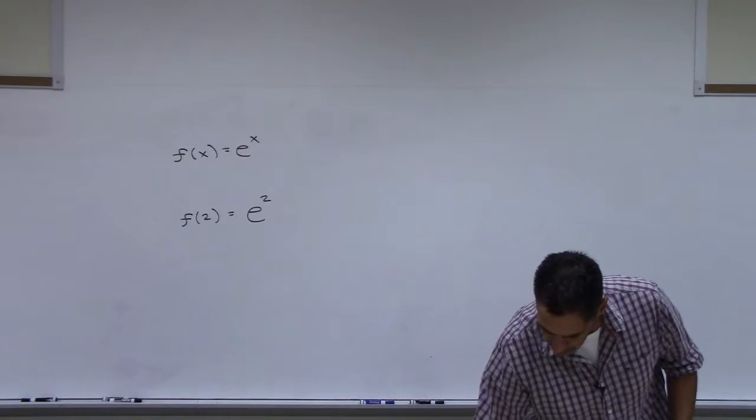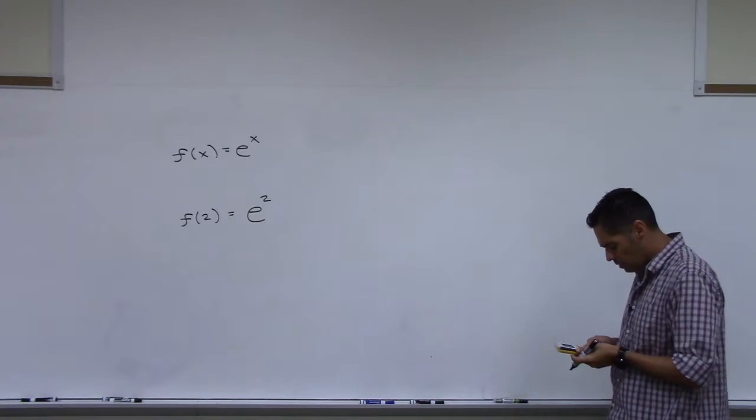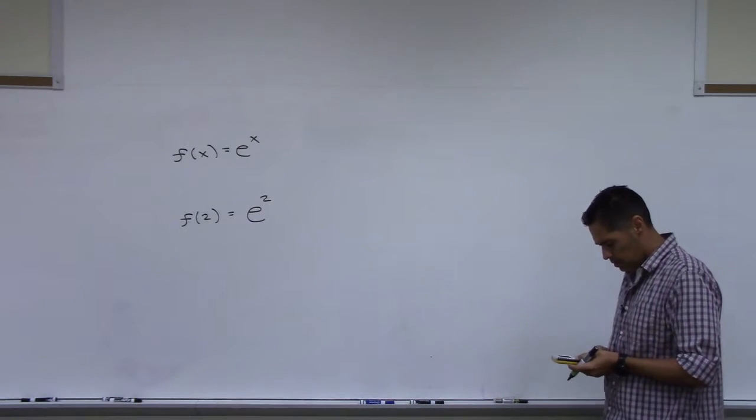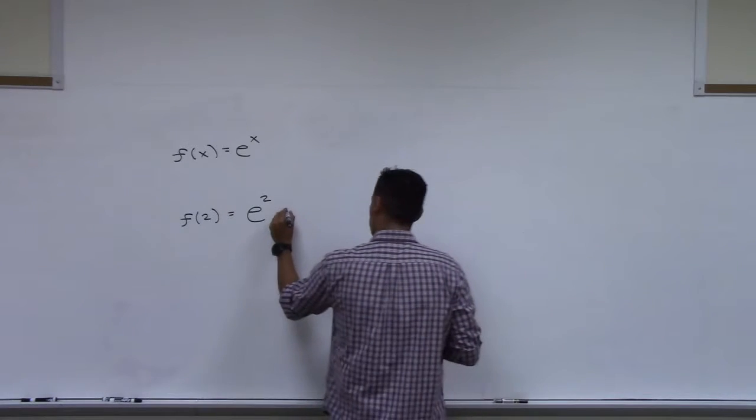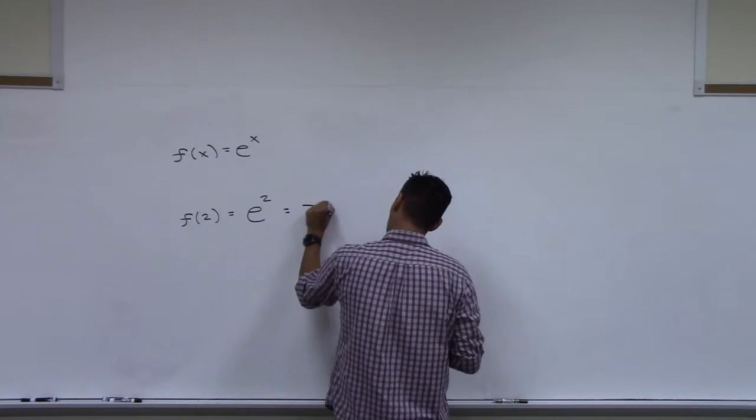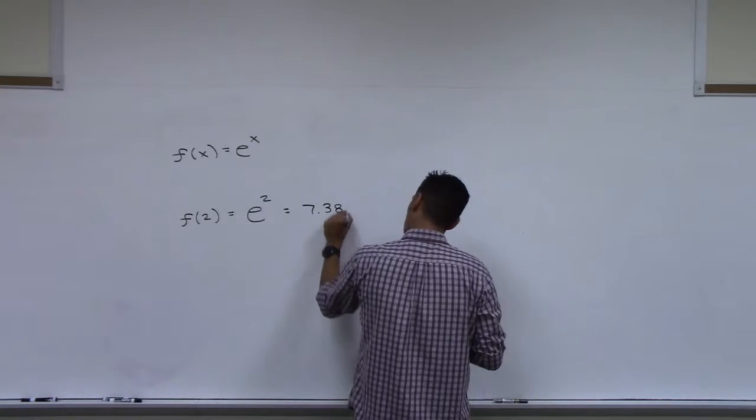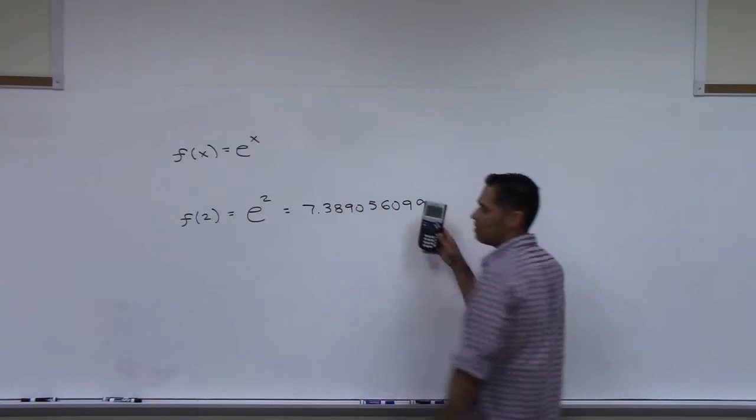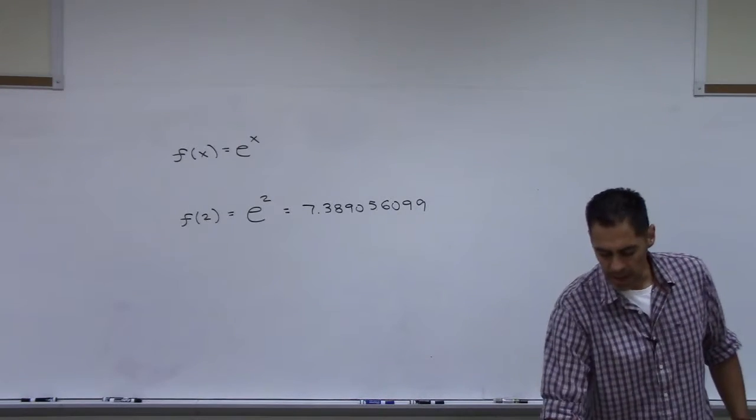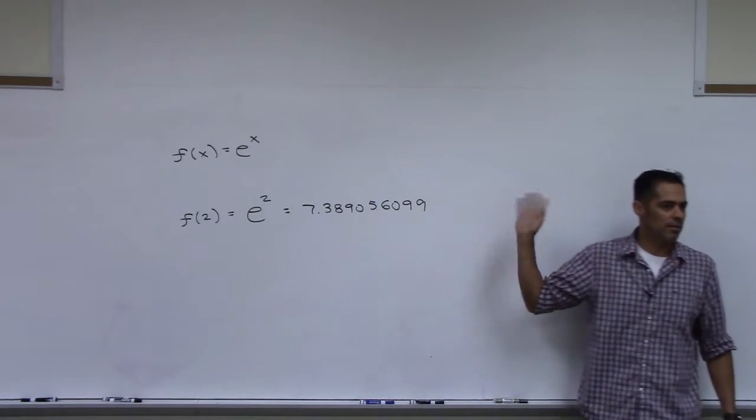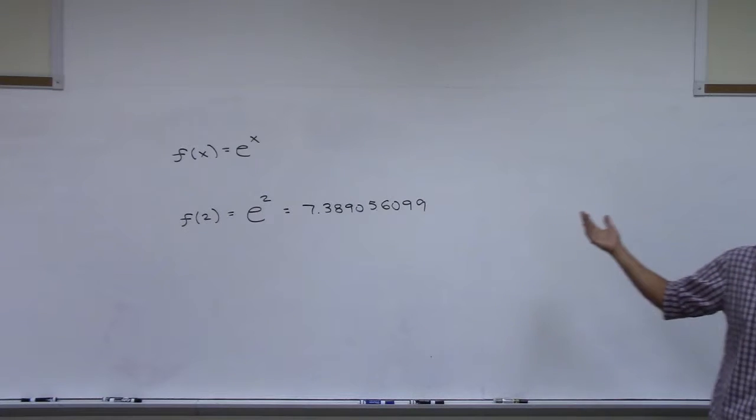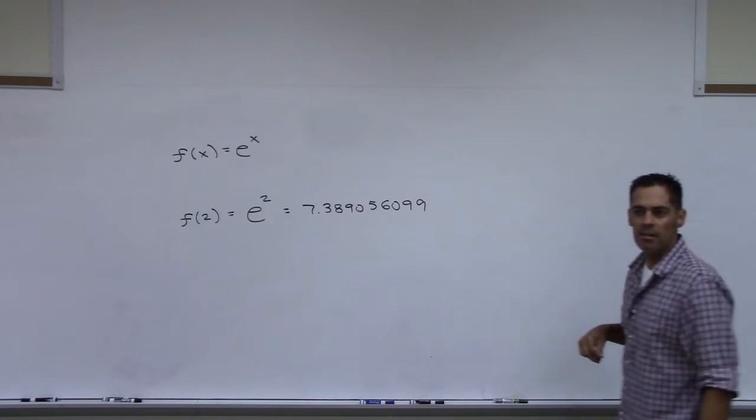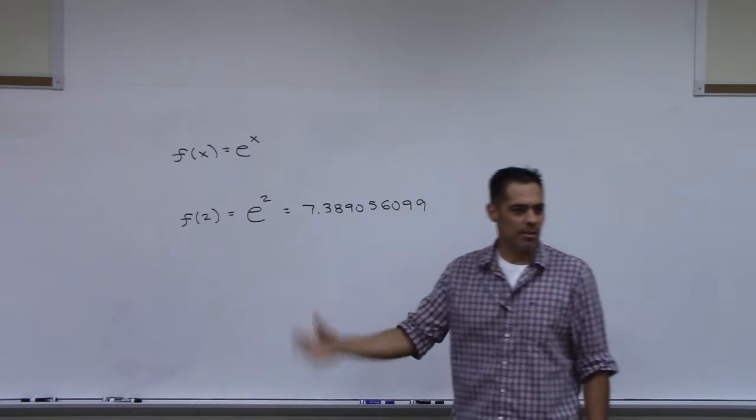So I'm going to type that in my calculator. And I'm going to get, my calculator is telling me that this is 7.389056099, and that's where my calculator stops. But it actually keeps going, okay? So when I type that into my calculator, what did my calculator do?